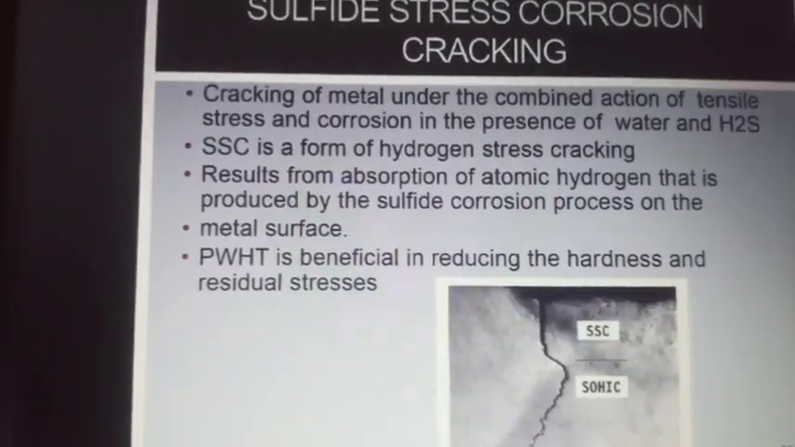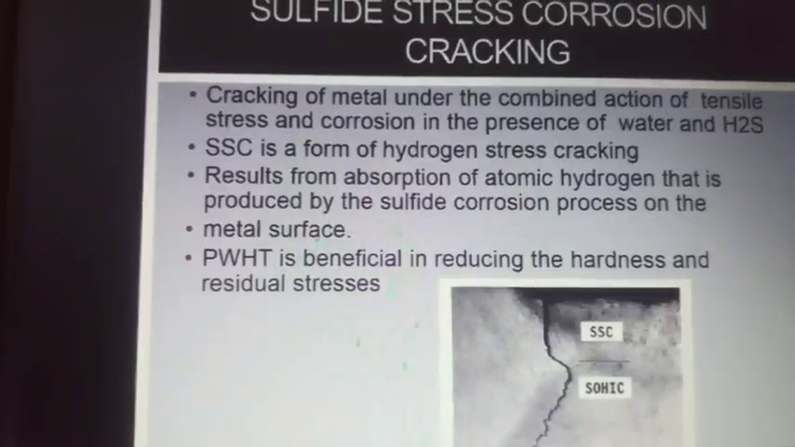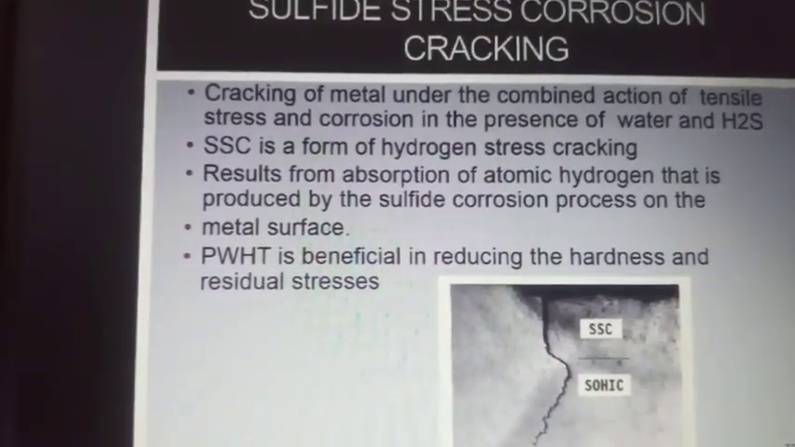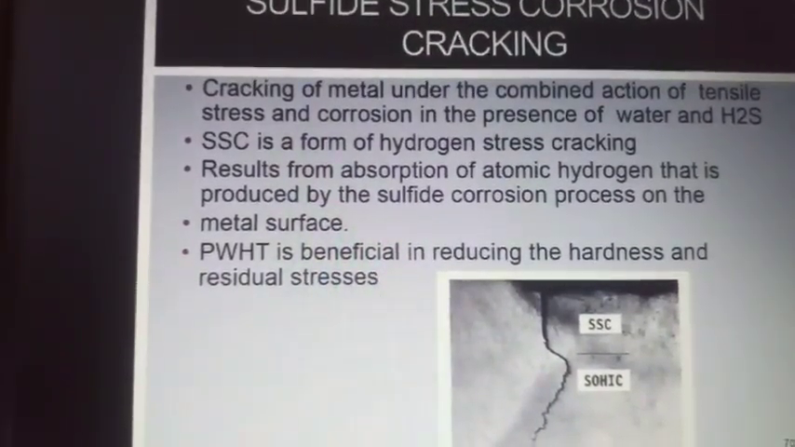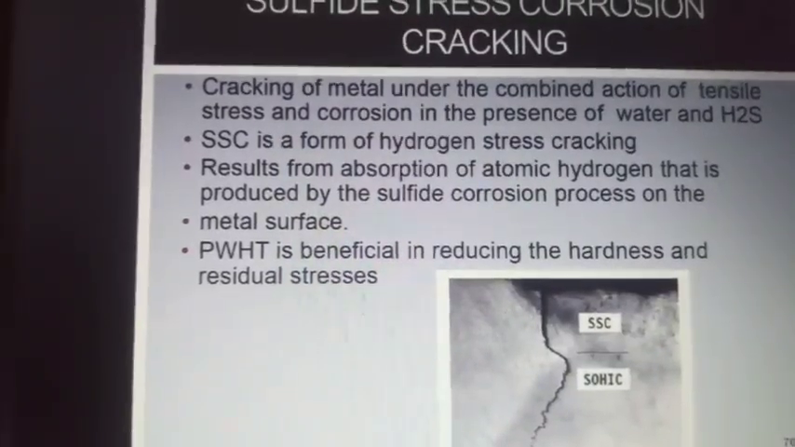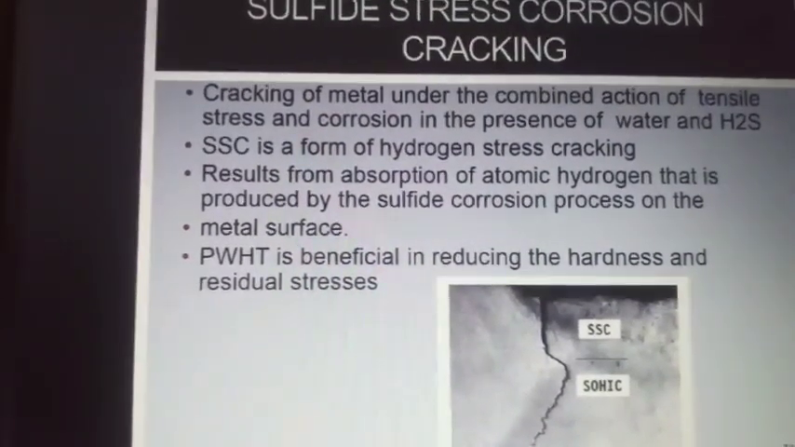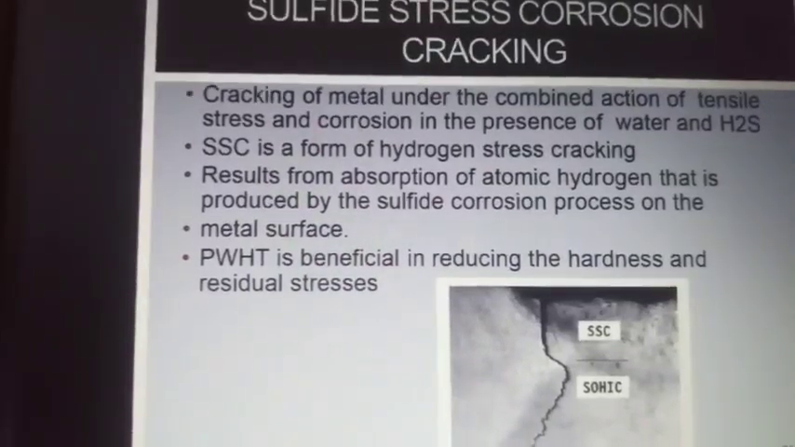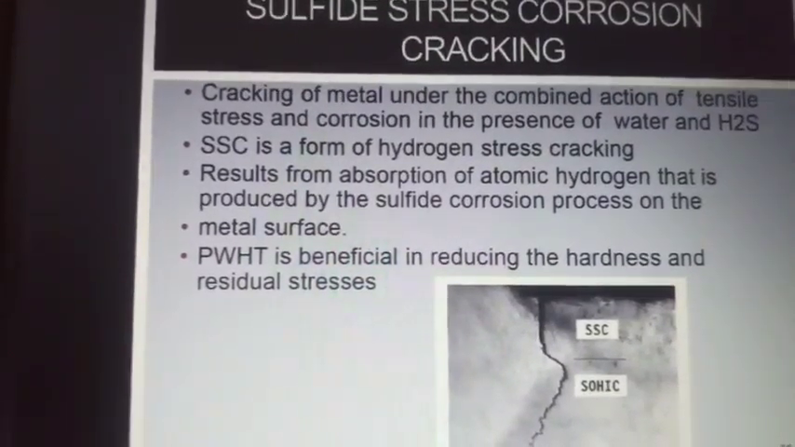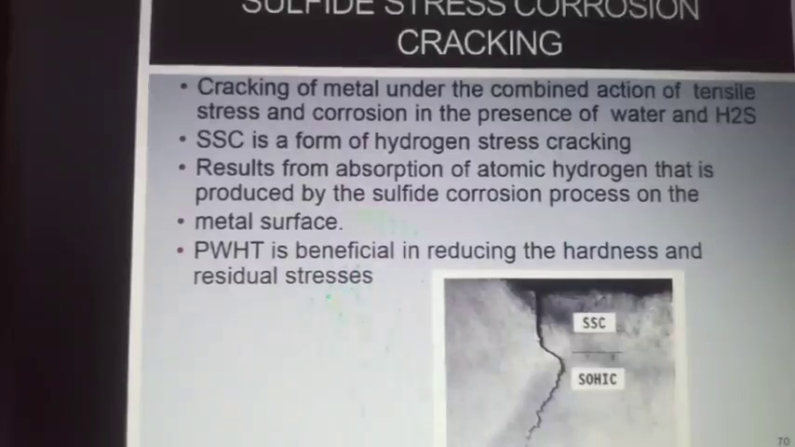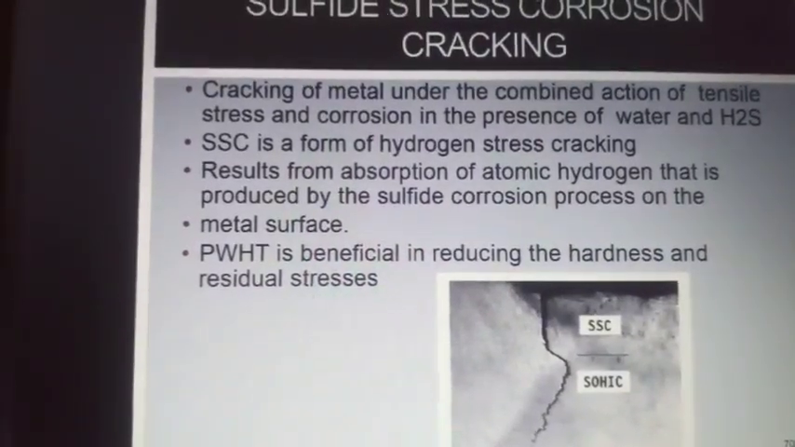When you have stress, a corrosive environment, and a susceptible material, this form of cracking will happen. SSC is a form of hydrogen stress cracking. I will explain this in the next slide. The result is the absorption of atomic hydrogen that is produced by the sulfide corrosion process on the metal surface. PWHT is beneficial in reducing the hardness and the residual stresses.